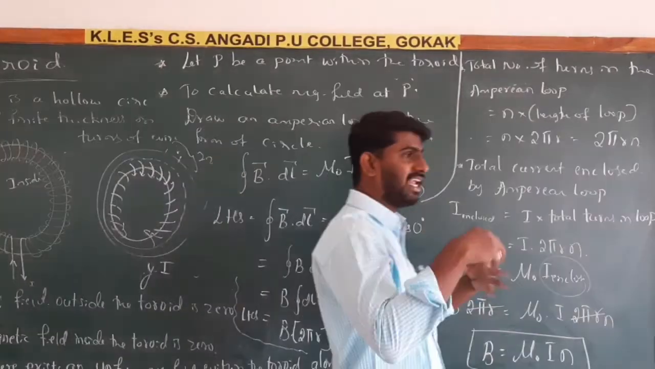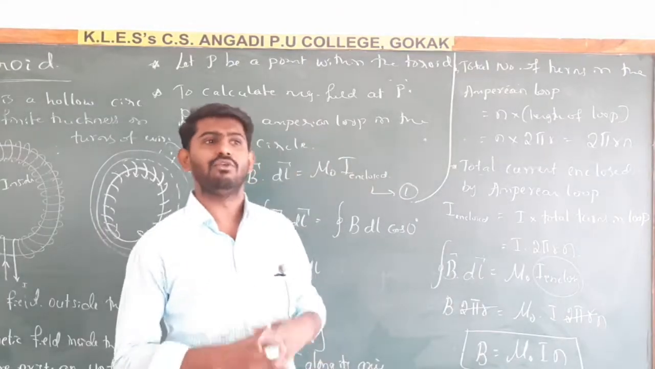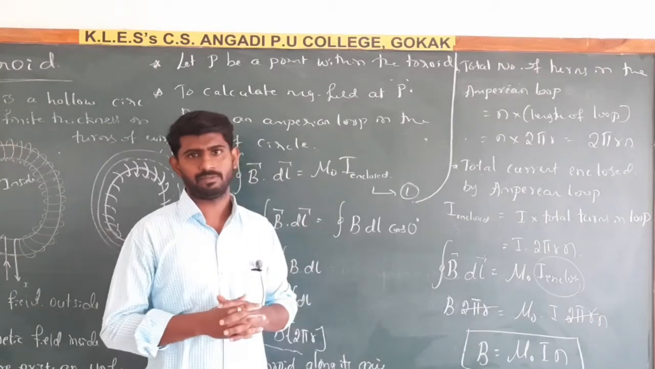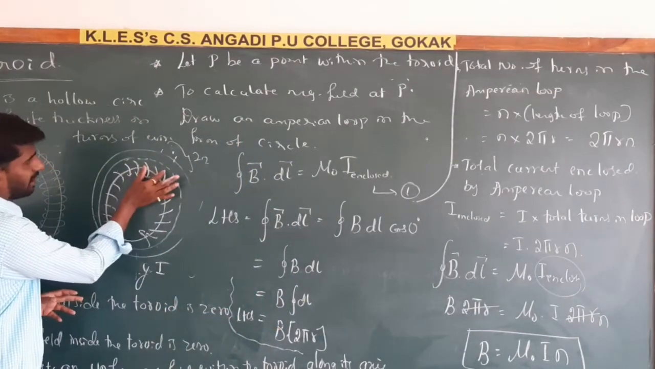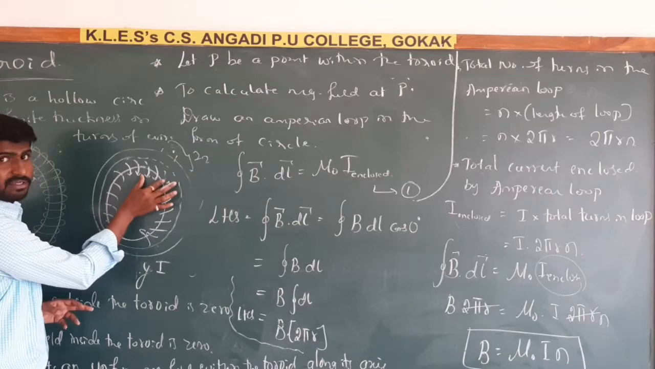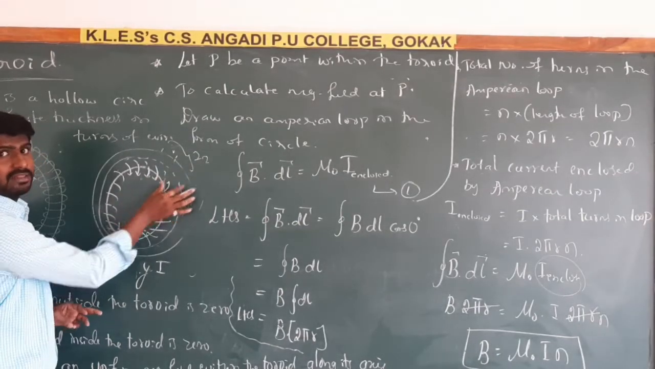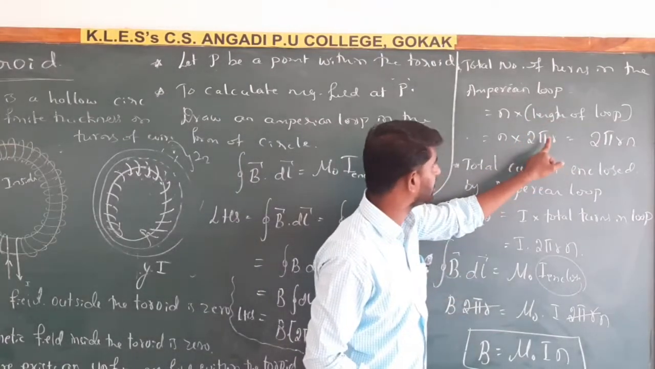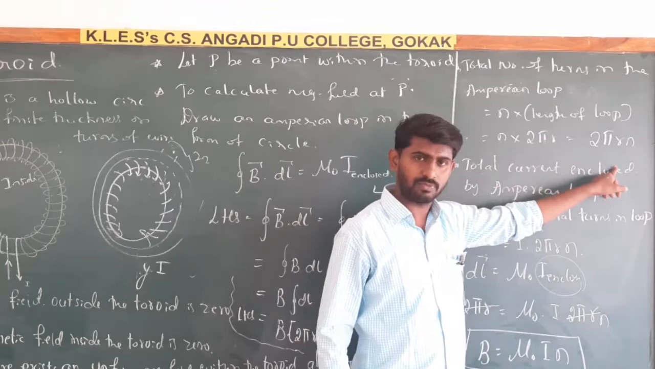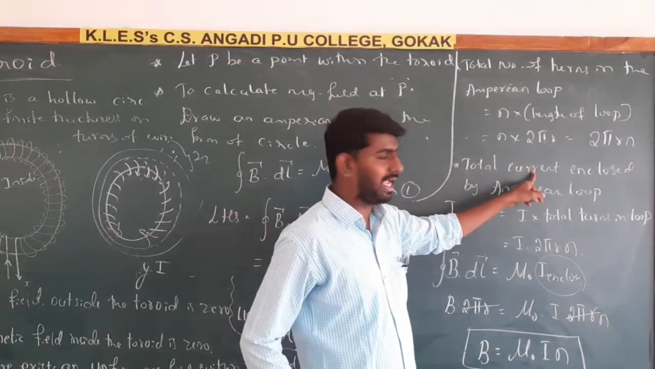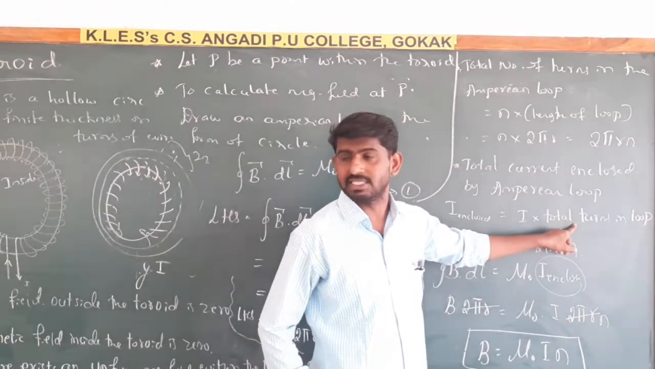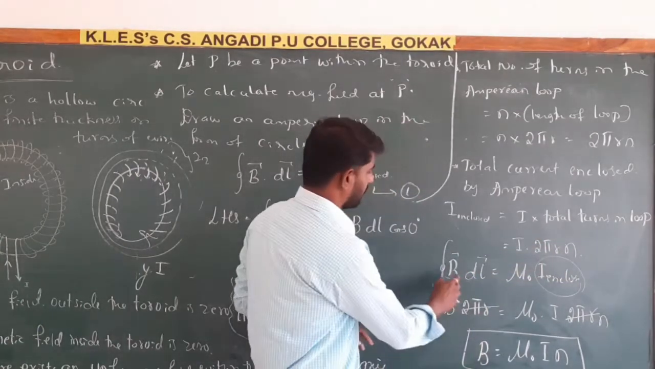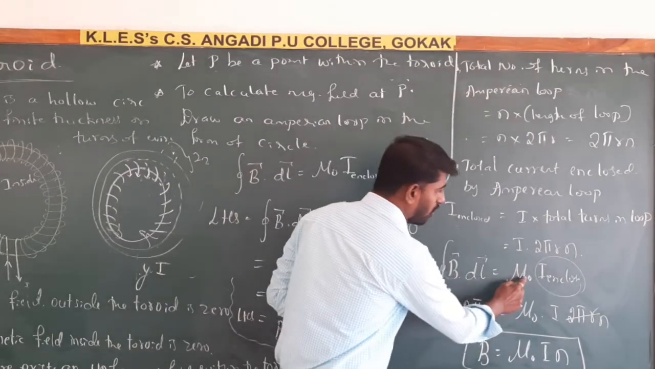Next I want to get the current enclosed by that loop. If you want to calculate this, first you should know how many turns are there in the Amperian loop. Okay, so we know n is the number of turns per unit length: in 1 centimeter n, in 2 centimeters 2n, in 3 centimeters 3n. So in 2 pi r centimeters it is 2 pi r into n turns. Is it clear? Okay, then the current in each turn is I, into the number of turns, that gives the total current I into 2 pi r n. So this is the current enclosed. Then the Ampere circuit law: integration of B dot dl equal to mu naught into I enclosed.